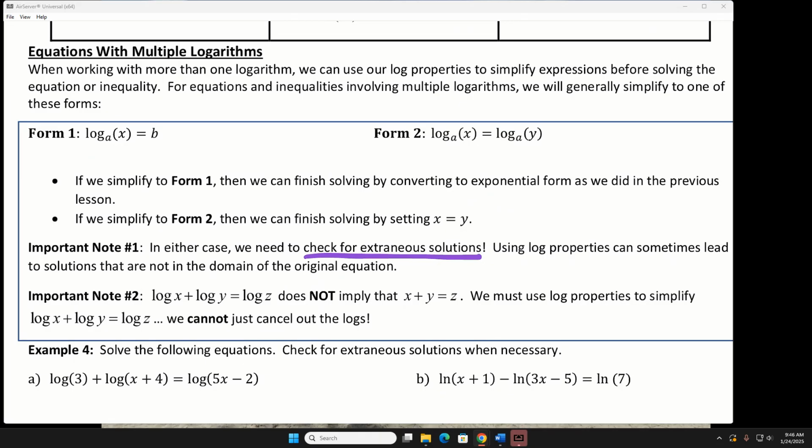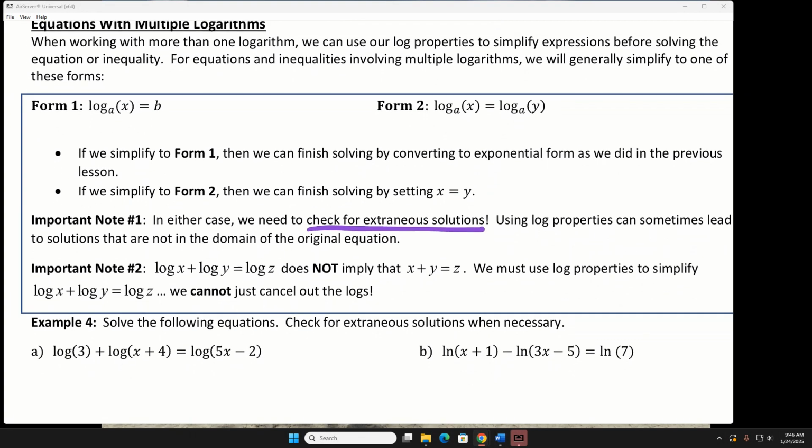They're false solutions. So it's whenever you do everything you're supposed to do to solve it, but when you plug it back in, it just doesn't work. And it doesn't work in this case because of the restrictions on the argument. So if you guys remember when we talked about logarithms before, that argument part has to be greater than 0. So it cannot be 0 and it cannot be negative. So the argument has to be greater than 0. So we'll have to check those as we go through.